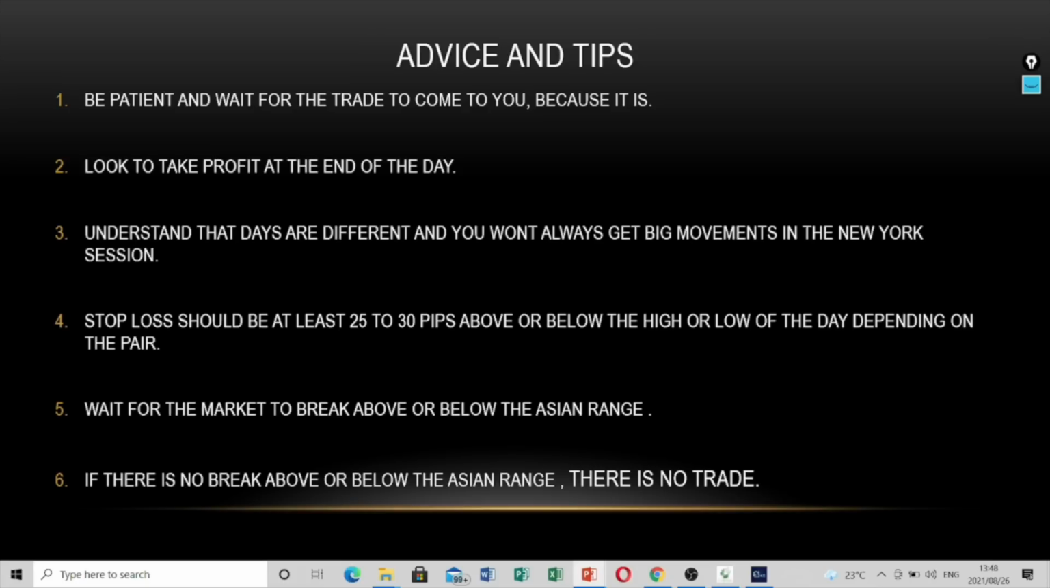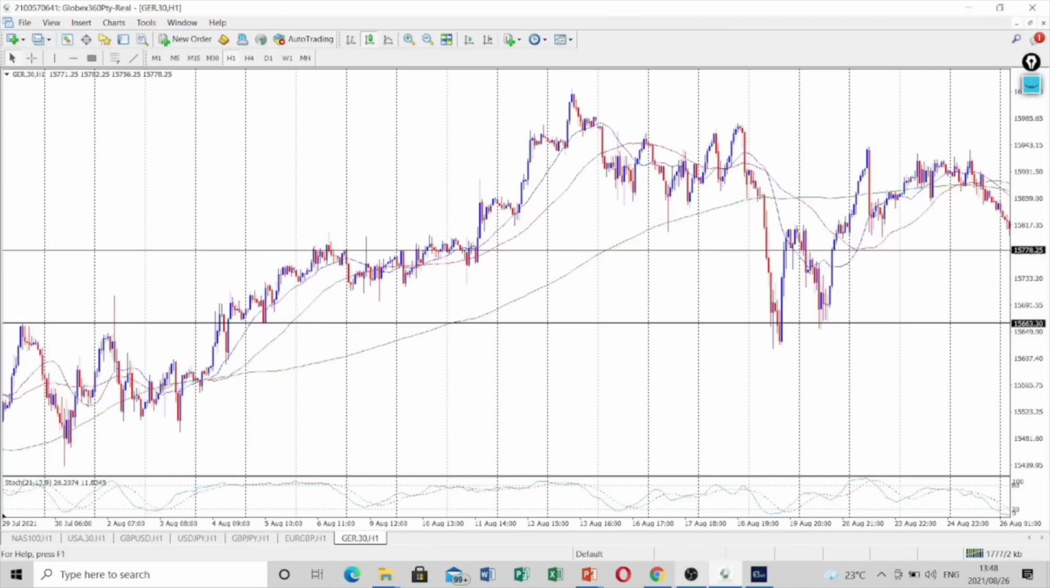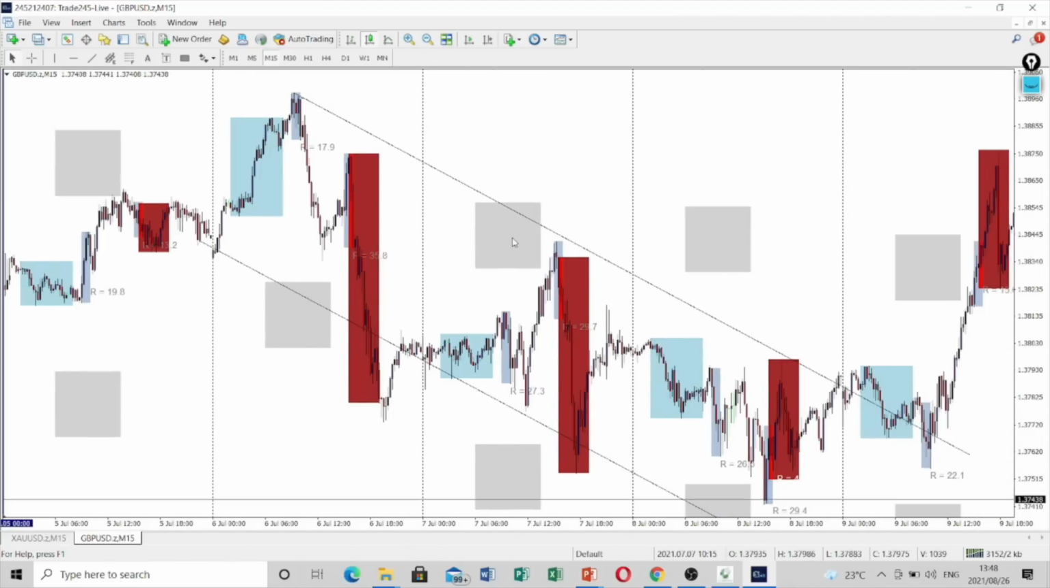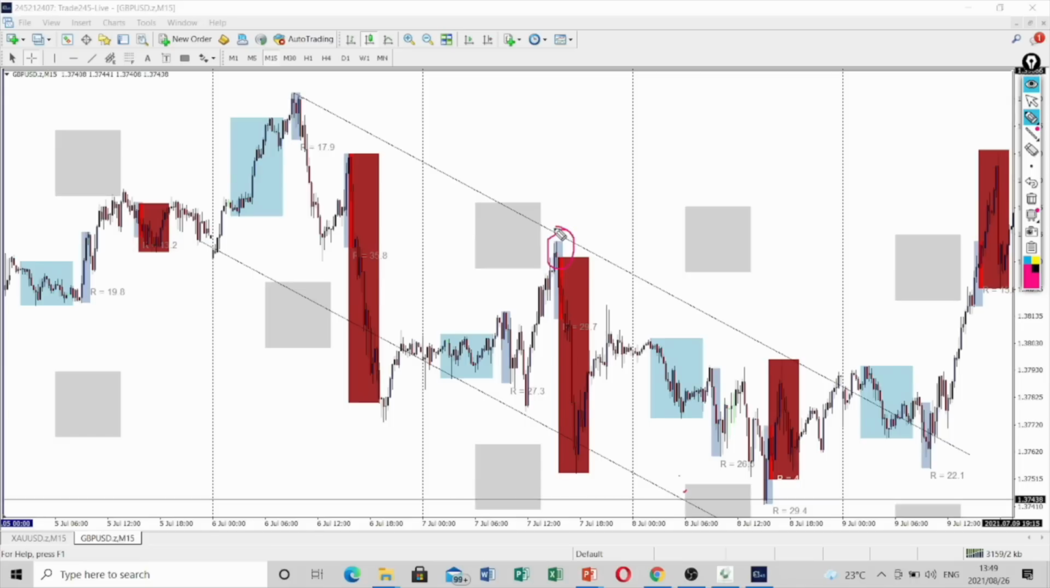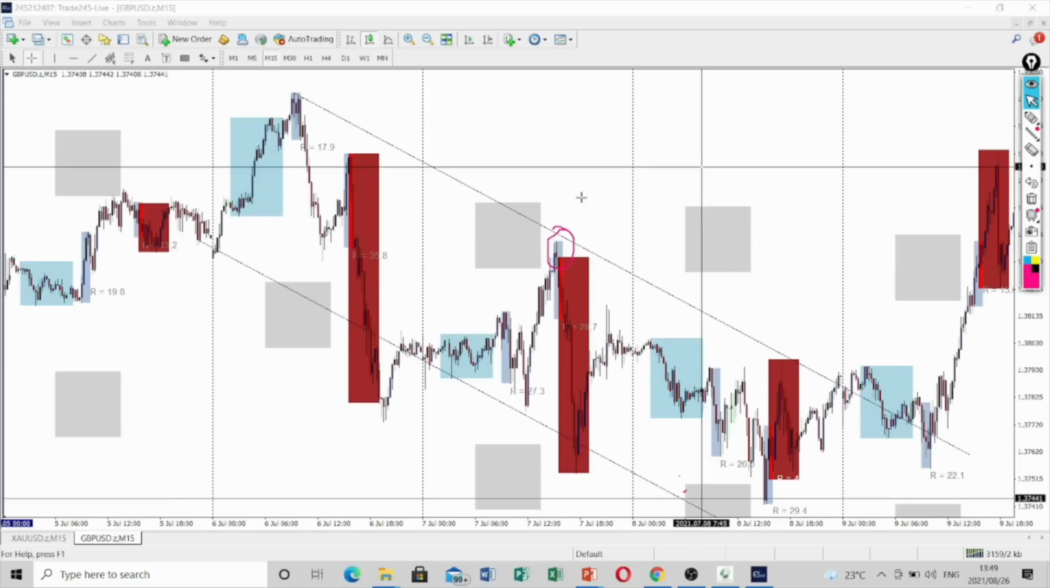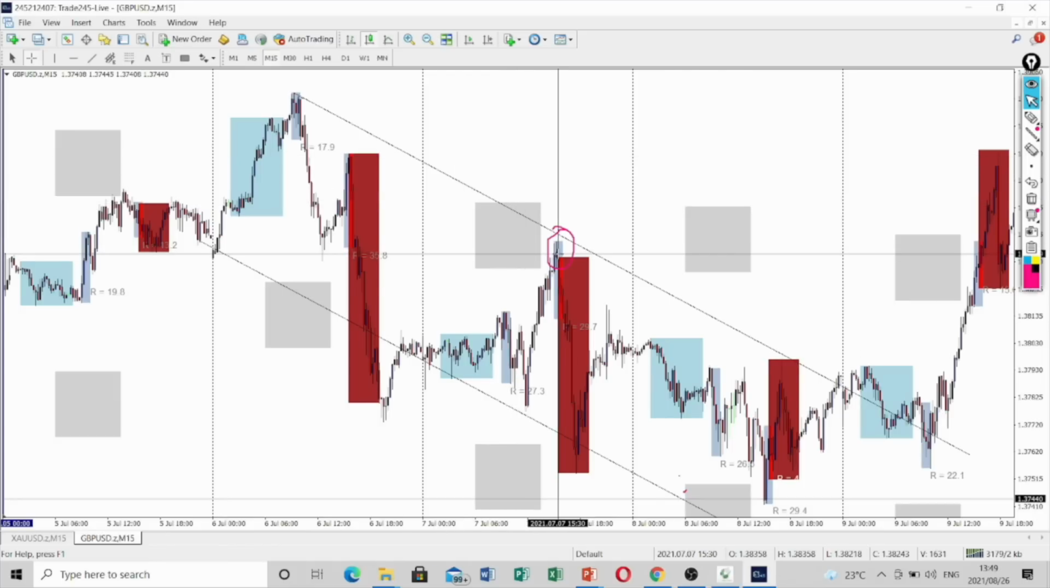Also, understand that days are different and you won't always get the big movements in the New York session. Another trade tip, if you are going to trade, your stop loss should be at least 25 to 30 pips below or above the high or low of the day, depending on the pair. What do I mean by that? Let's take a look again. So again, let's say you take this trade up here, based on the resistance hit and the break above the Asian range from this high. Depending on the pair, since it's GBP USD, a quite volatile pair, we'd go 30 pips up for stop loss.